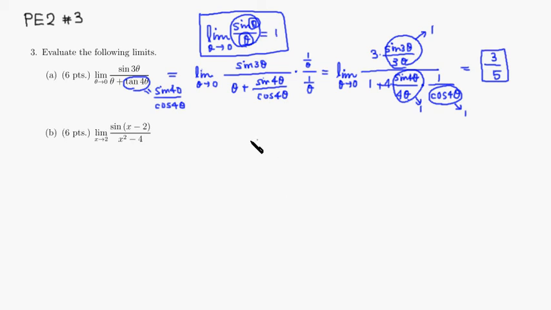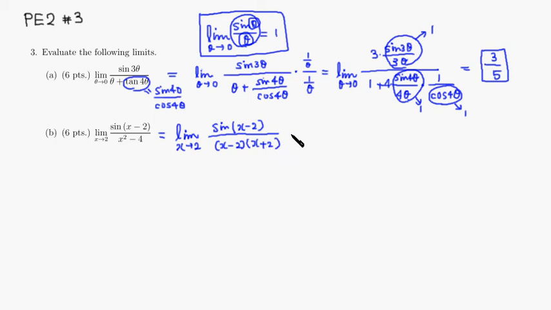Part B is very similar. We're using the same fact about the limit of sine of theta over theta. First, we factor the denominator. We still have the limit as x approaches 2, with sine of the quantity x minus 2 on top. The denominator is a difference of squares, so we can split it into x minus 2 times the quantity x plus 2.